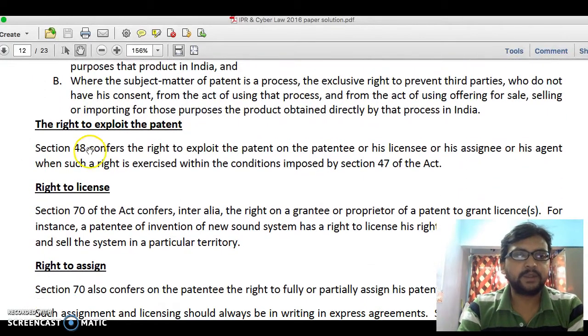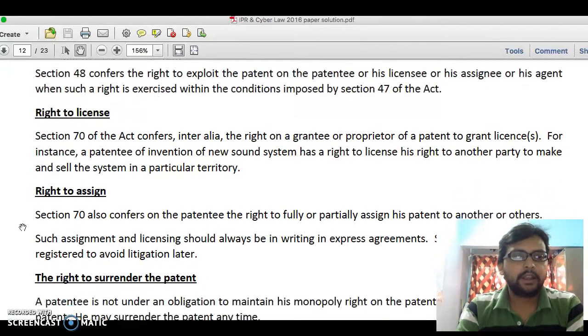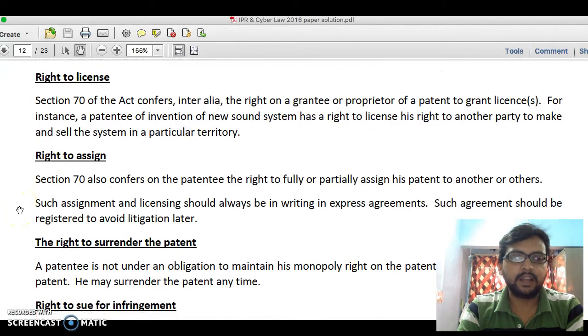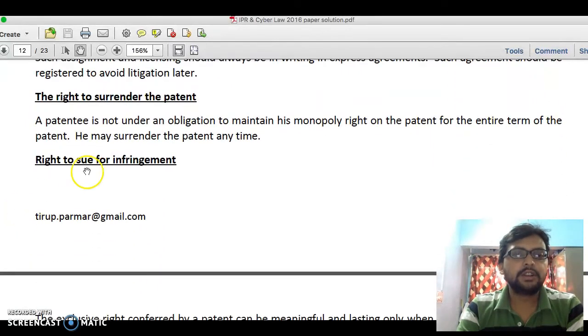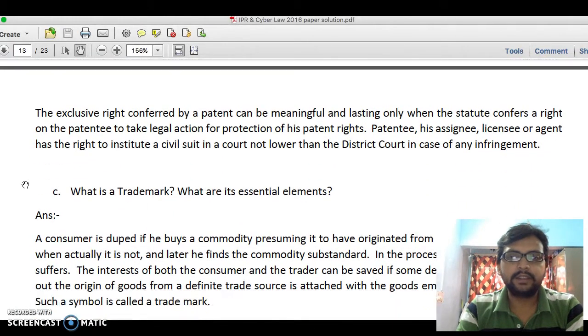Next is the right to exploit the patent. We already discussed this. Here is the explanation for the above point. Right to license, that we have also discussed. Now that particular right also comes under Section 70. Remember, the Indian Patent Act 1970, Section 70. Right to assign also comes under Section 70 only. Right to surrender, already discussed. Right to sue for infringement, to file a case in a court, is also given here. So we are done with this particular question.